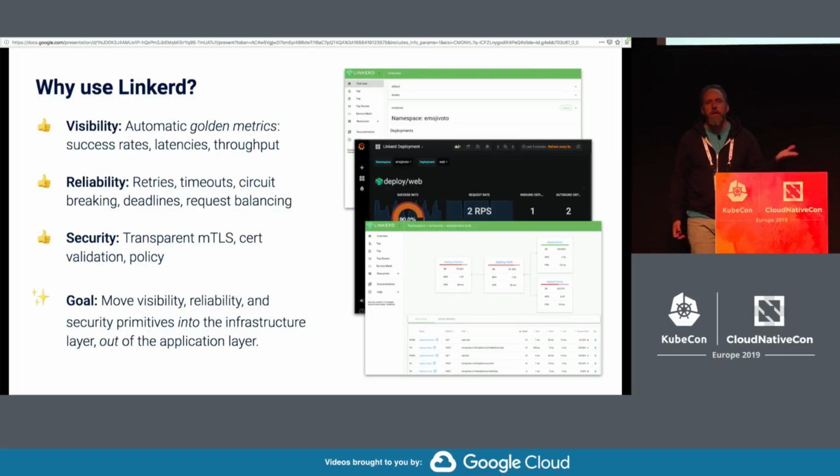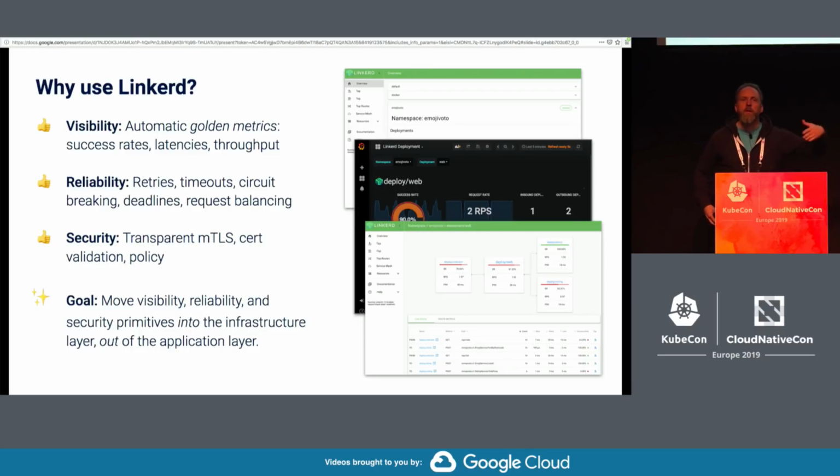OK, so why use Linkerd? And this is kind of the service mesh value props. When we talk about the service mesh, I like to frame it into three kinds of components. There's a set of functionality around visibility, or we might call it telemetry or observability. We want to give you things like the golden metrics. So what's the success rate of my service? And what is the latency distribution of my service?